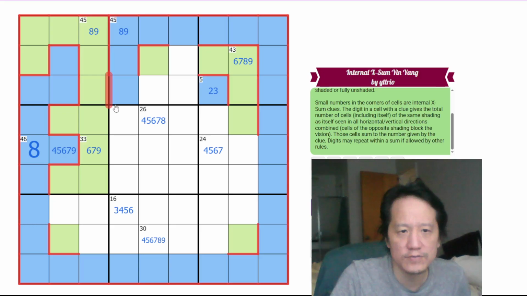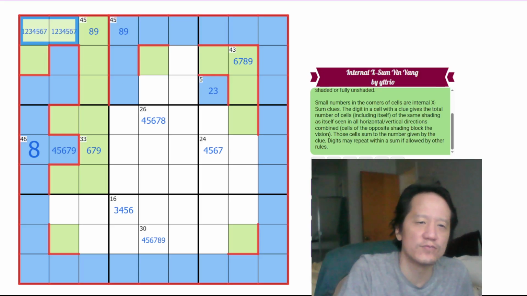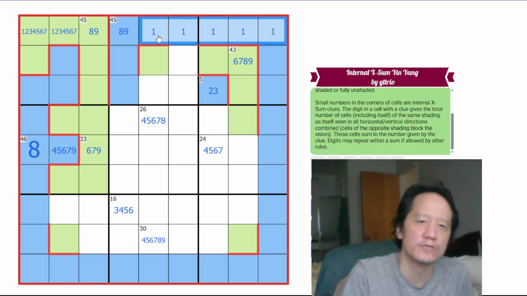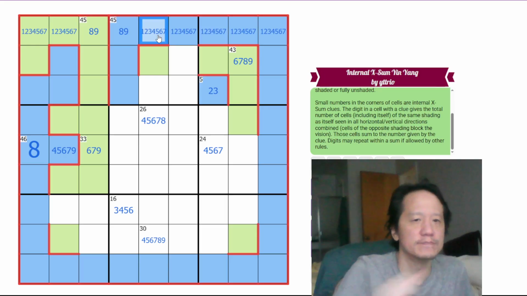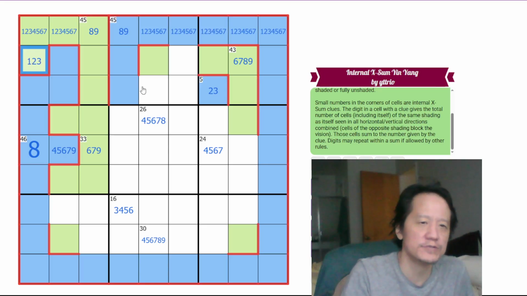Interesting. That leaves this as blocked. So we have an 8, 9, 8, 9 pair, which eliminates 8 and 9 in the rest of the row. So one of them has to be 9, and the other one has to be 8. That's interesting. This has to also be 1 through 7.